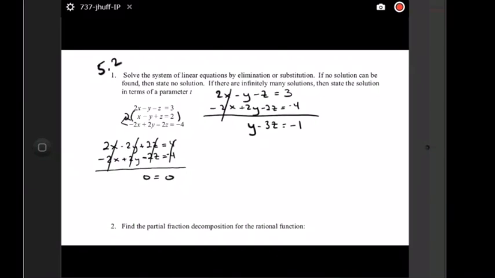What does that tell you? Infinitely many? Yeah, so this one has infinitely many. It says here, if there are infinitely many solutions, you've got to state the solution in terms of a parameter, so you parameterize the solution. So you still state infinitely many solutions.